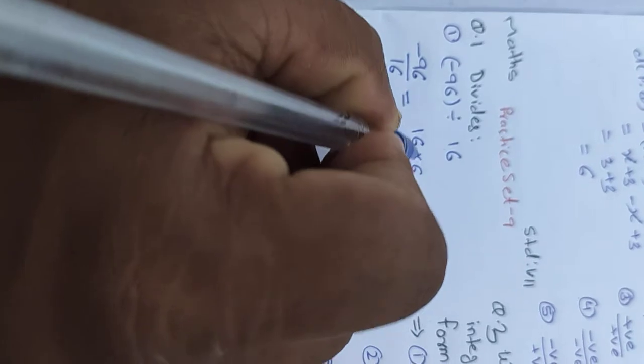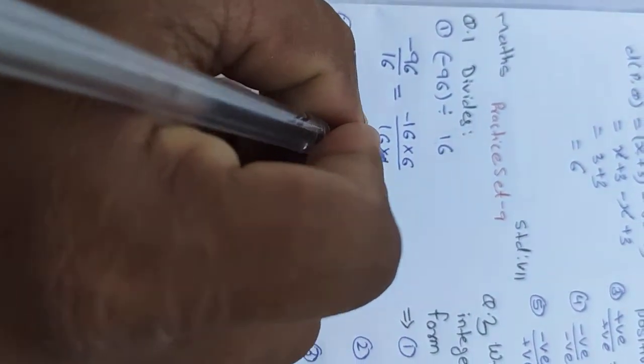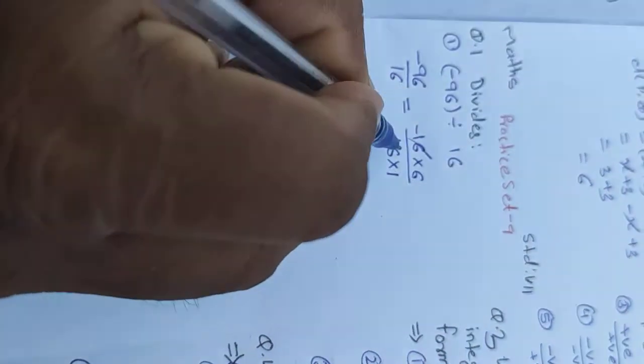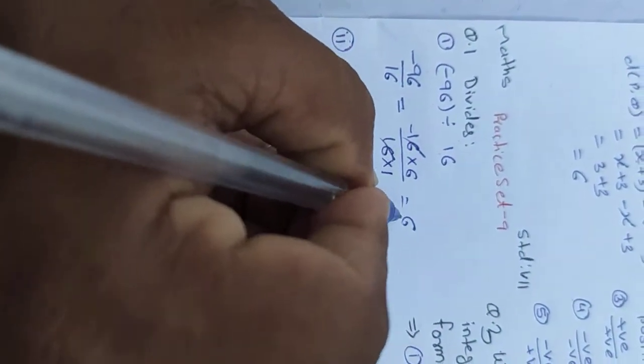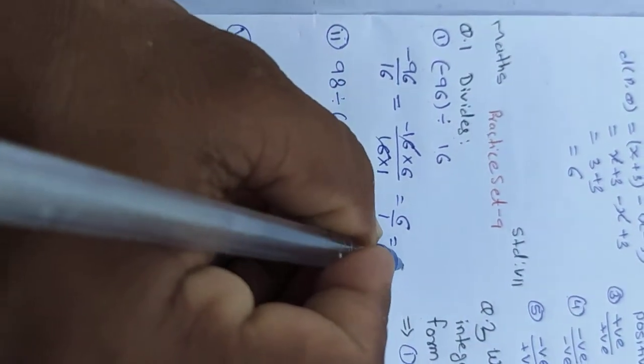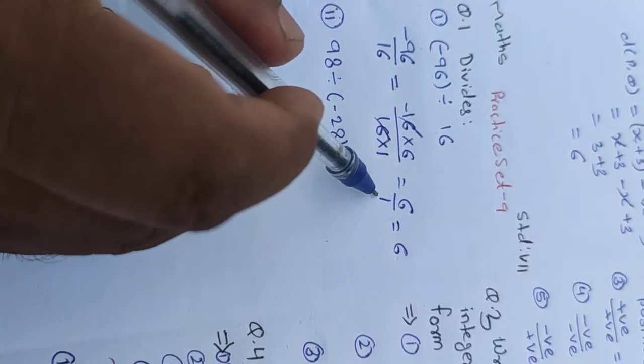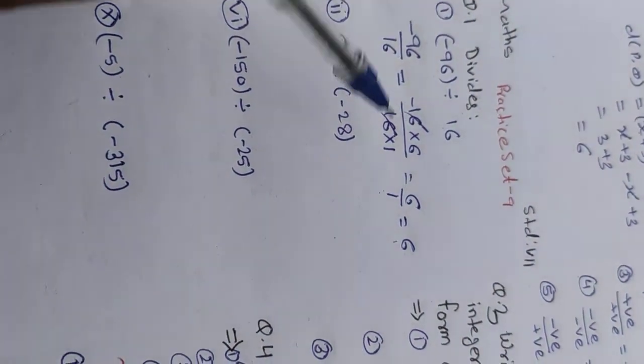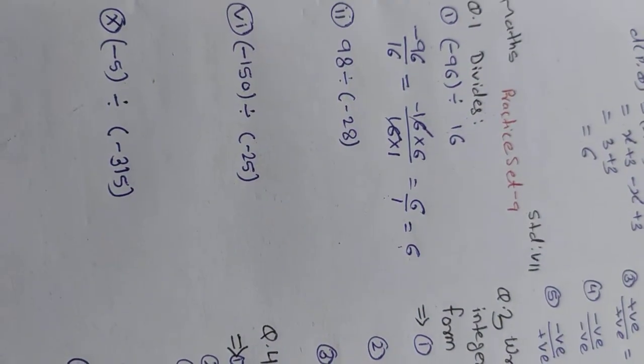16 6s are 96 and 16 1s are 16. See, this 16 and 16 are the same, so this will be cancelled and we got 6 upon 1 equals 6. If the denominator is 1, we can write it like that also. So our answer is 6.